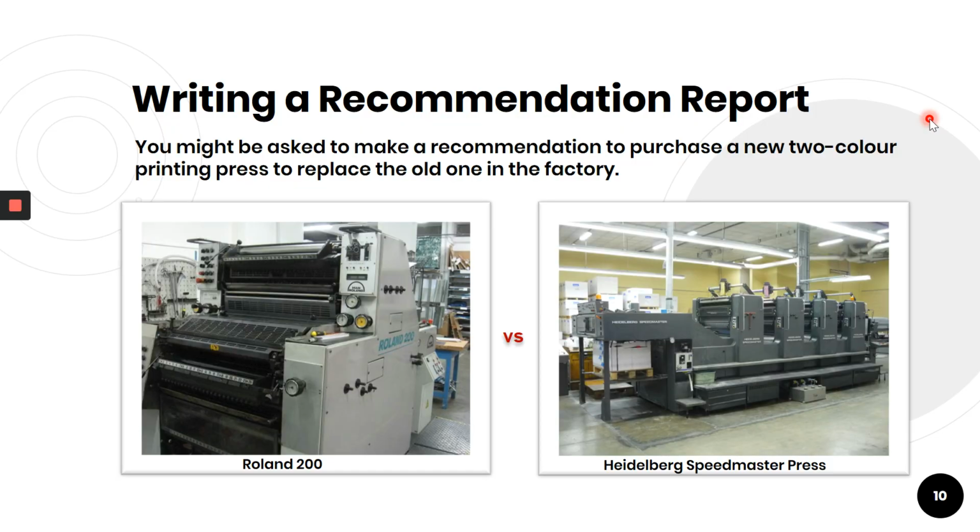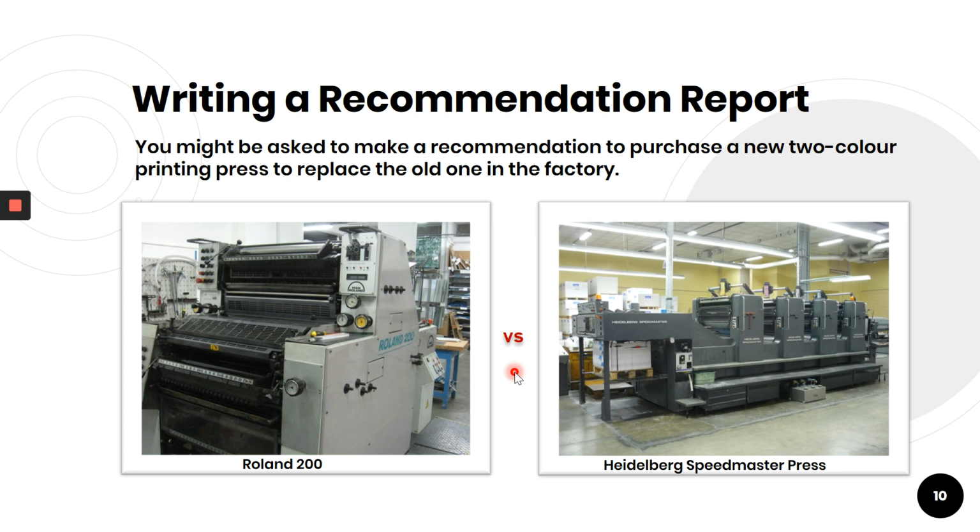Now, let's look at this example. Let's say your company has decided to buy a new two-color printing press to replace the old one in the factory. So let's say between Roland 200 and Heidelberg Speedmaster Press. You would need to decide which one is the best to go for by comparing on some criteria, or we could also say by comparing the points of comparison, such as the cost, of course, ease of use, special features, and warranty.